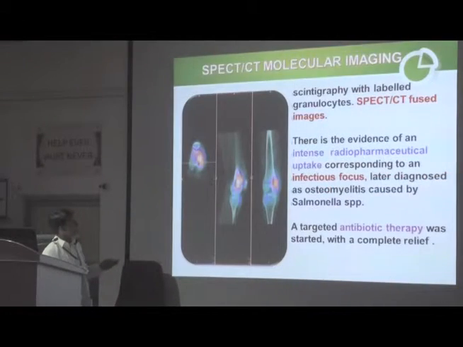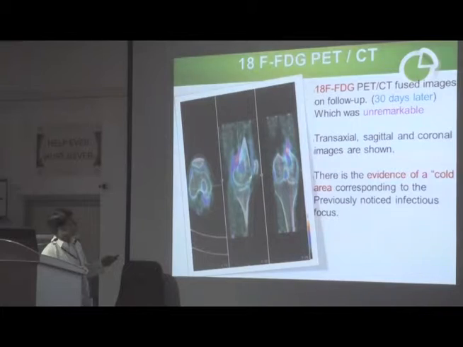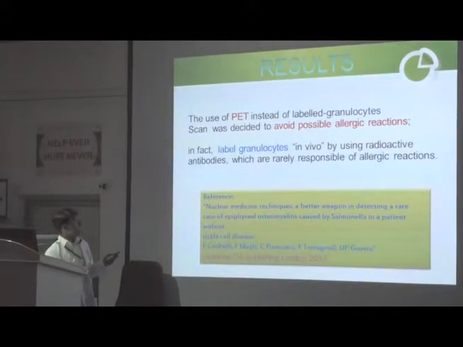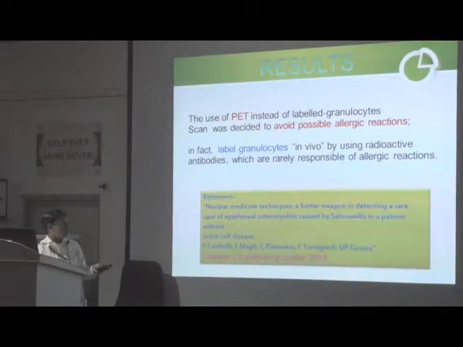corresponding to the previously noticed infectious focus. There is a difference: here a hotspot, whereas here a cold area. The use of PET instead of labeled granulocytes was designed to avoid possible allergic reaction. In fact, labeled granulocytes in vivo use radioactive antibiotics, which rarely cause an allergic reaction. This study was taken from nuclear medicine techniques, a better weapon in detecting a rare case of epiphyseal osteomyelitis caused by Salmonella, published in 2013.